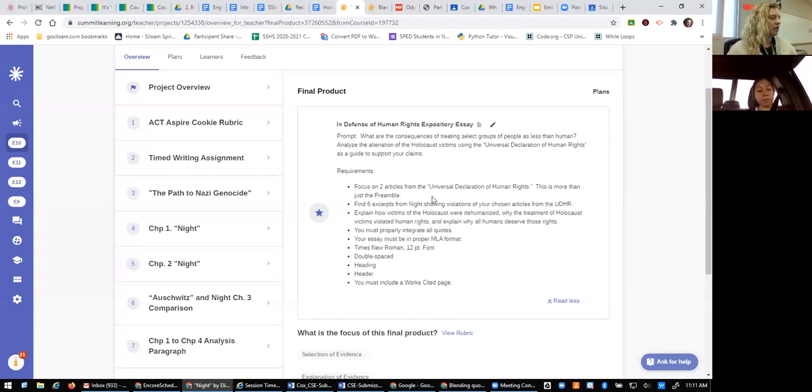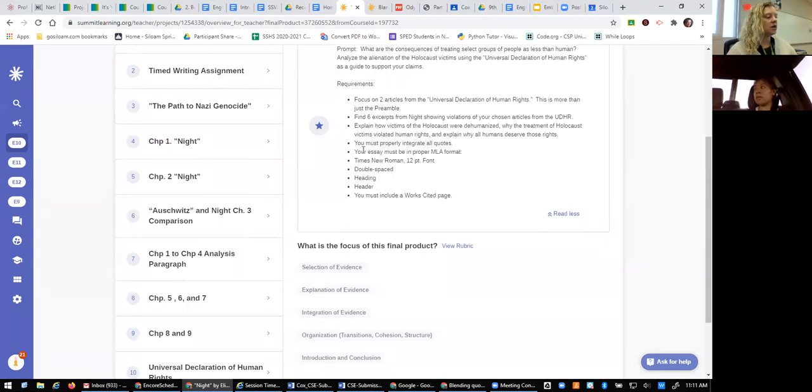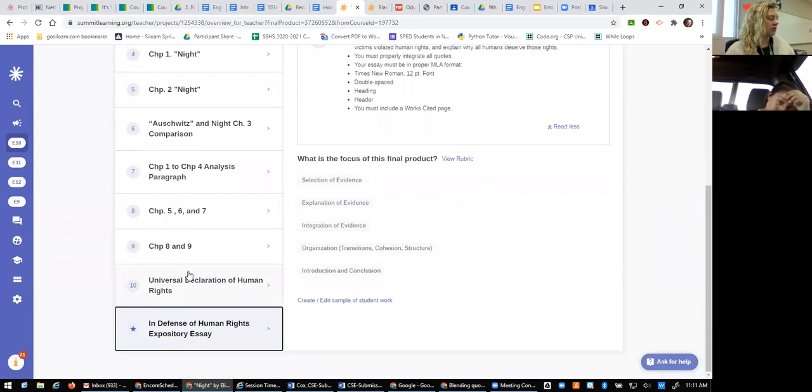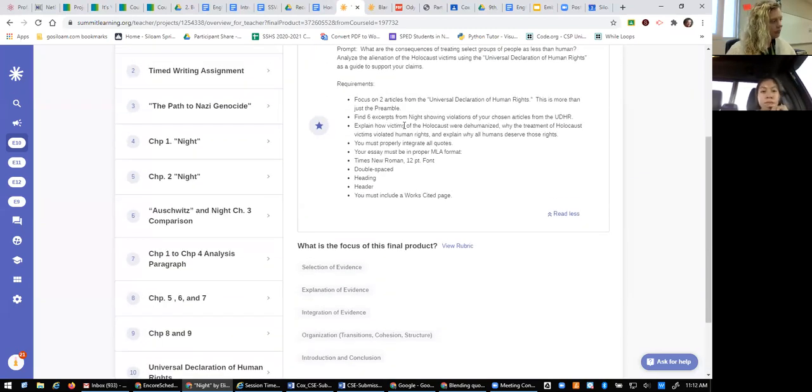Okay, so the requirements, these are things that are required. If I do not see these in your paper, I will send it back. You will focus on 2 articles from the Universal Declaration of Human Rights, okay? This is over here. This is one of your assignments that needs to be turned in. You will find 6 excerpts from Night showing violations of your chosen articles from the Universal Declaration of Human Rights. Explain how victims of the Holocaust were dehumanized and why the treatment of the Holocaust victims violated human rights, and explain why all humans deserve those rights.